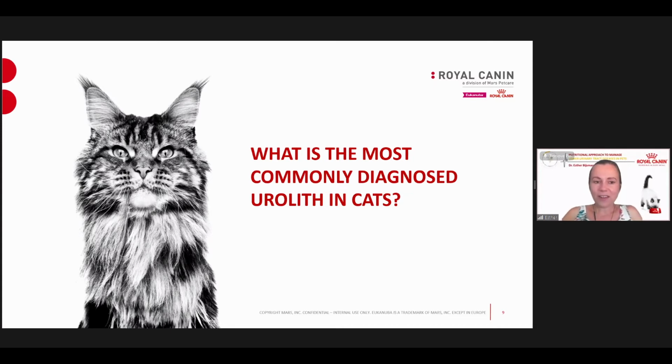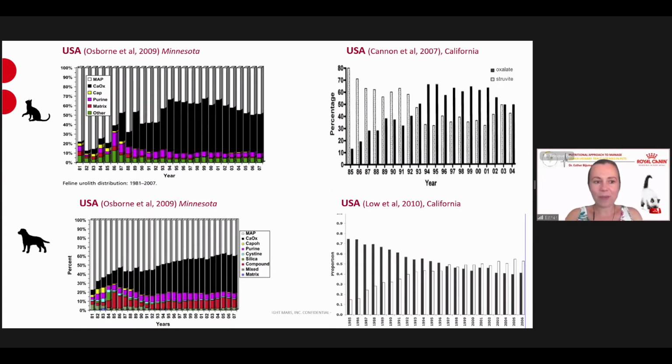So let's have a look at the literature here, and it might be helpful if I get my laser pointer out for this because there's a lot of graphs. So let's start with this first graph that we have over here in cats. In black on this graph, you can see calcium oxalate, and in white on this graph, you can see the struvite stones. And the other colors on the graph represent the other stones, such as purine stones or mixed stones.